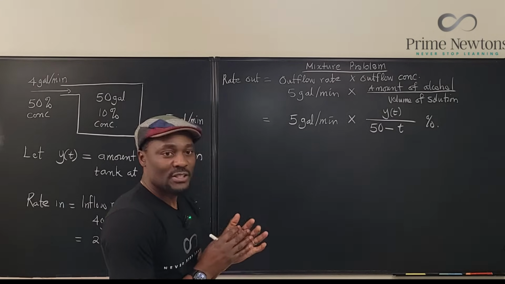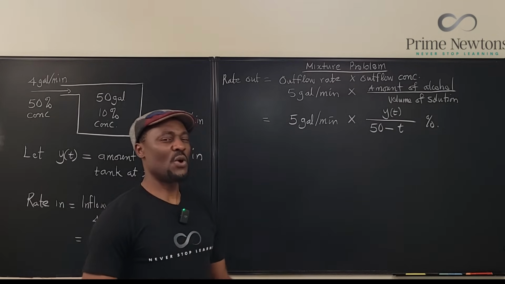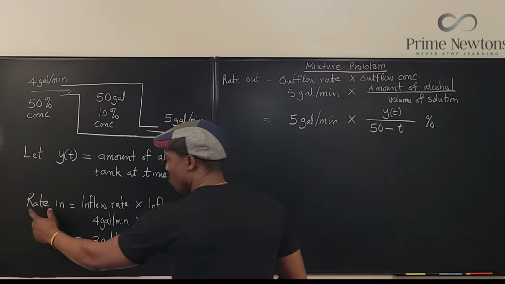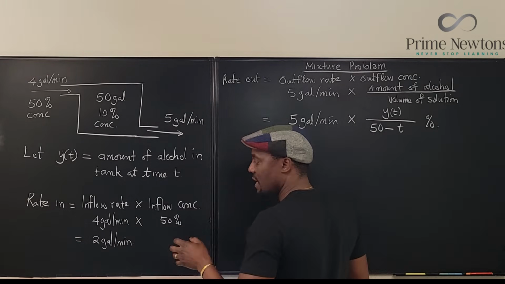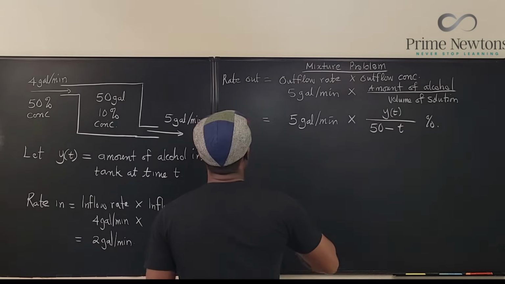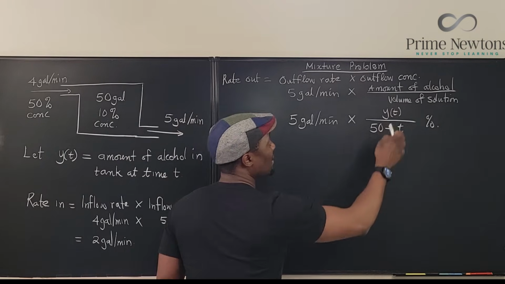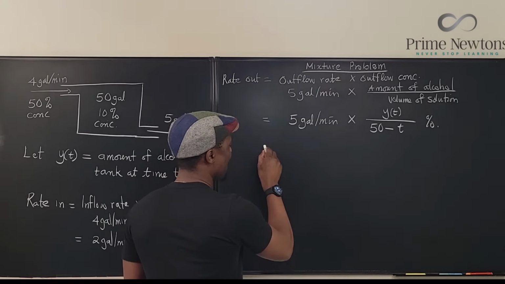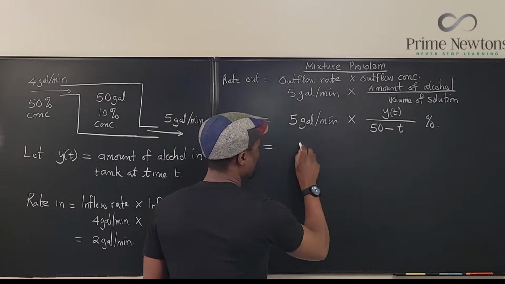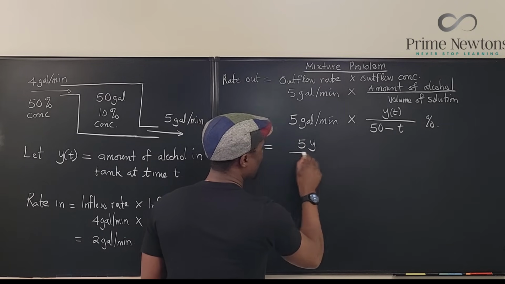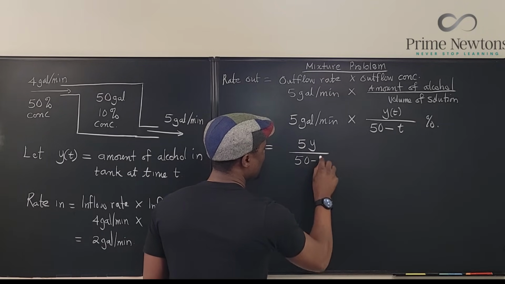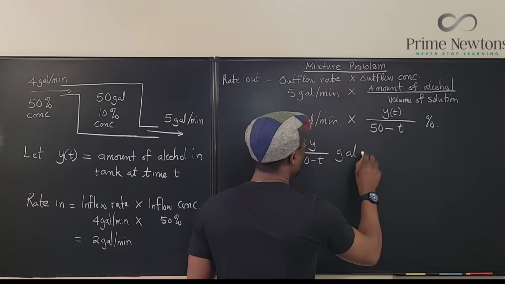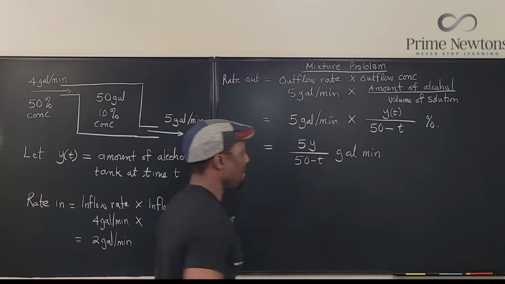Okay, let's go back to the main problem now. So what's going on? We have said the rate at which alcohol is coming in is 2 gallons per minute. The rate at which alcohol is going out is this. We couldn't figure out the full formula for this, but we can actually rewrite it nicely. 5 times y is going to be 5y over 50 minus t. So now this is the rate at which alcohol is going out, per minute.